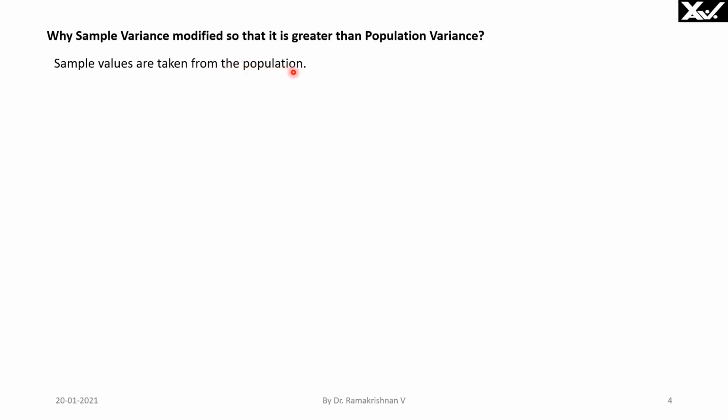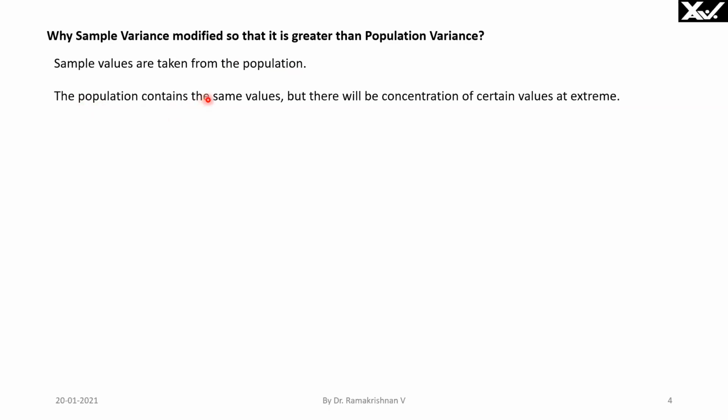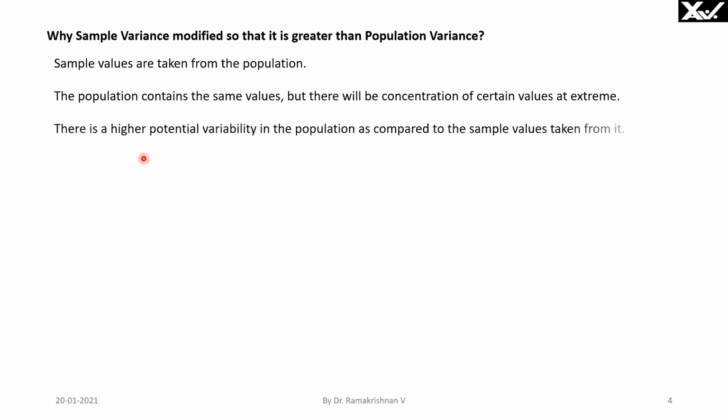Sample values are taken from the population. That population contains the same values, but there will be concentration of certain values at extreme. Like for example, we are having only 1 one time and 5 one time. But in the population, 1 may occur 3 times, 5 may occur 4 times. So there is a higher potential variability in the population as compared to the sample values taken from it. In order to reflect this higher potential variability in the population, the formula for standard deviation is modified. Otherwise, standard deviation value will be a lower value, which will not be a true representation of population variance.